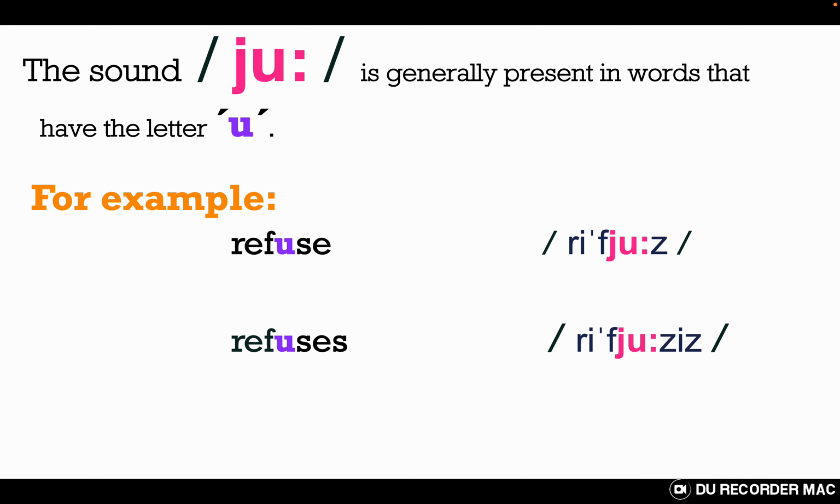The verb refuse, refuse. In present simple with he, she, it, refuses, refuses. Let's repeat after me the first word. Refuse, refuse. The second word, refuses, refuses.